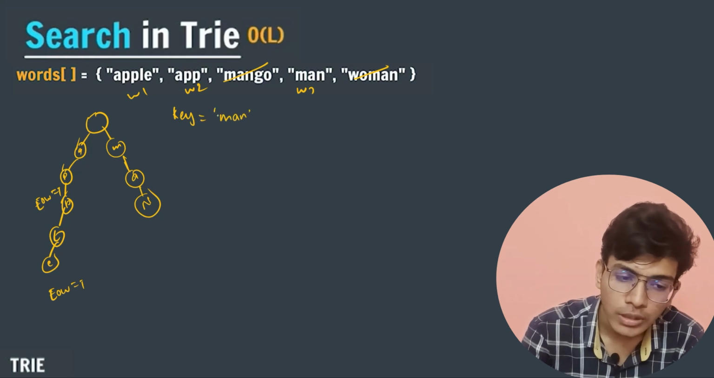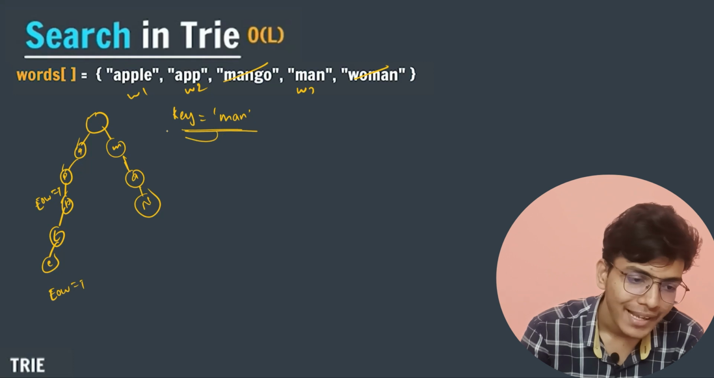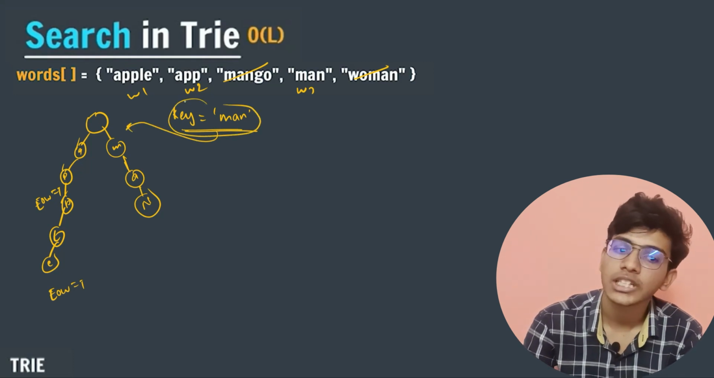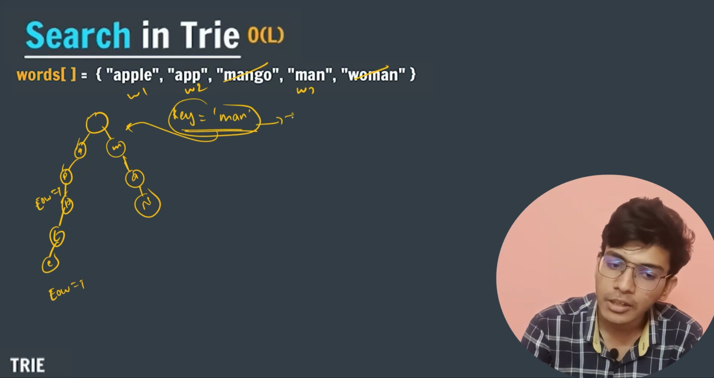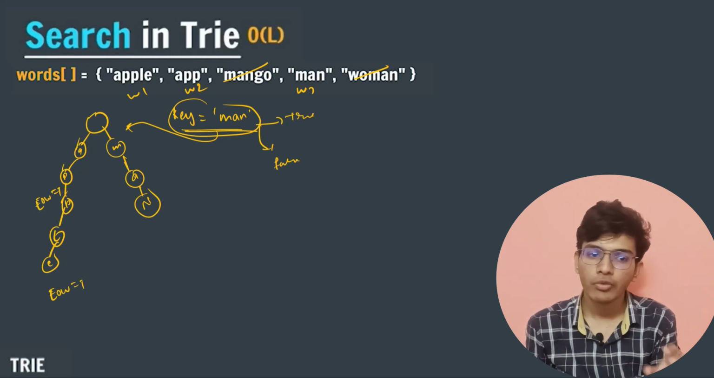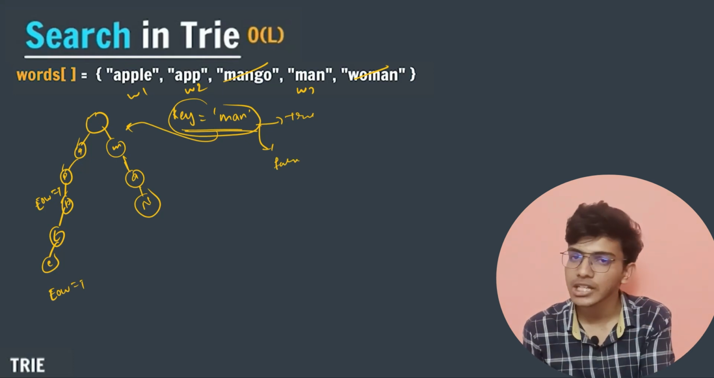Now I need to tell whether this particular word exists in my trie or not. We know that this word is already existing. If it exists, then I will return true. If it doesn't exist, then I will return false. So what is the approach going to be? How will we check whether a particular word is existing in my trie or not?